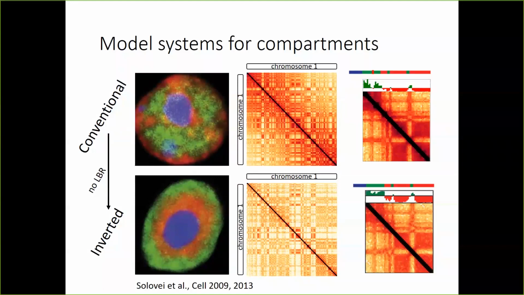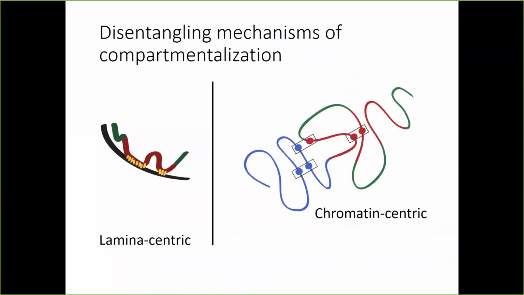And so with this in mind, it's very interesting from a physical perspective because in some ways the inverted nuclei are a simpler system. So if you wanted to understand how compartmentalization comes about, you would actually want to look at a system where there are fewer interactions. So without the lamina, this is naturally what happens. And so this leads us to the thrust of my talk, which is that we're going to try and disentangle the roles and the uses of the mechanisms of compartmentalization.